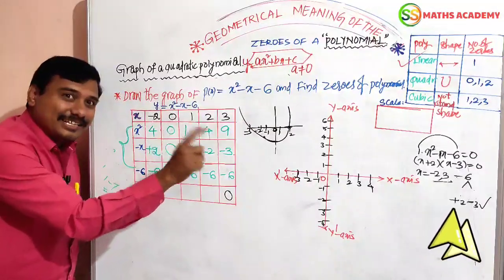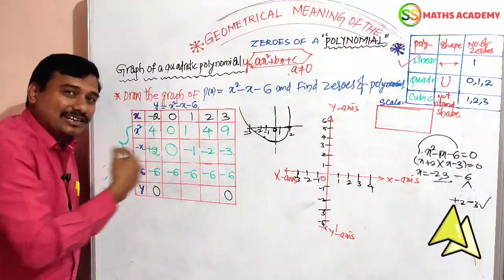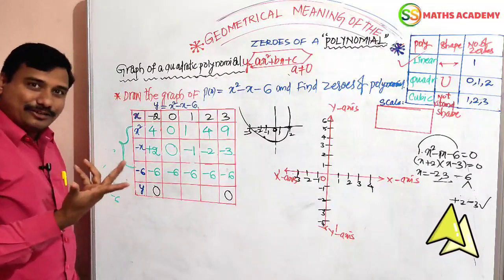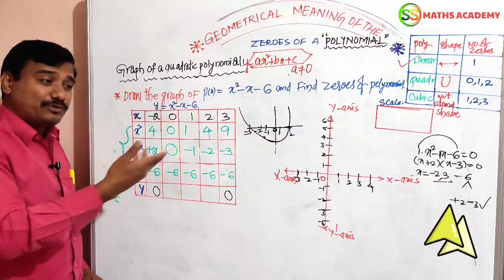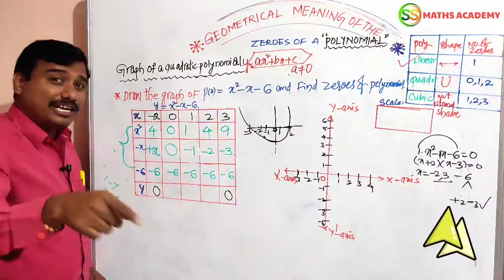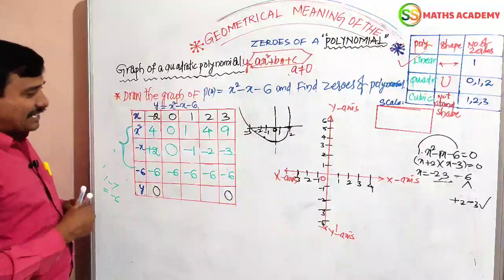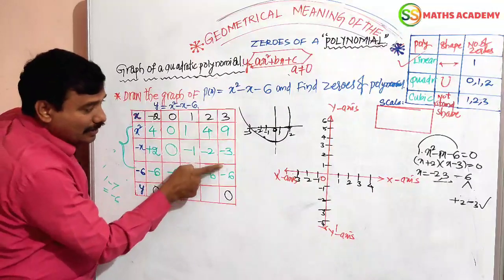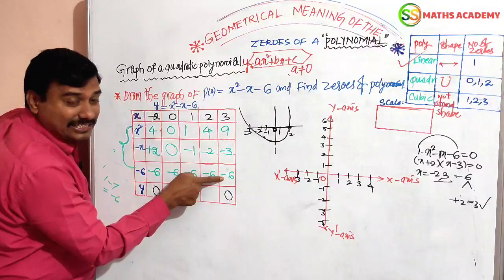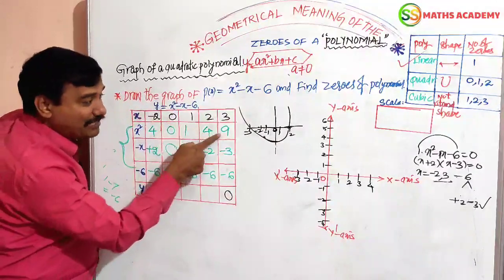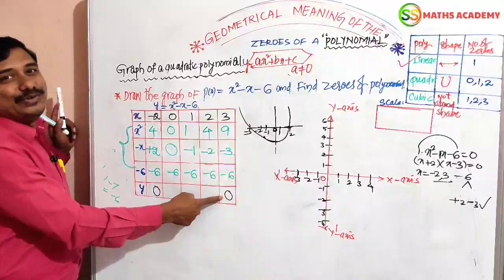I said that for zeros we will get remainder 0. Prove it: when you substitute the value and get remainder 0, that should be called a zero of the polynomial, right? Remainder 0, friend. Next, 9 minus 3 minus 6 is 0.